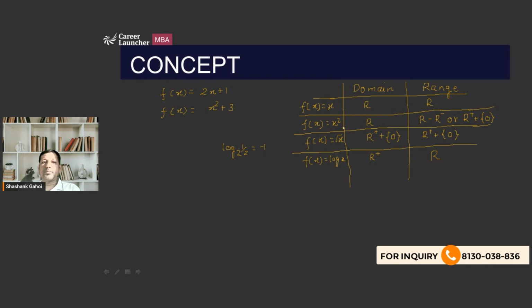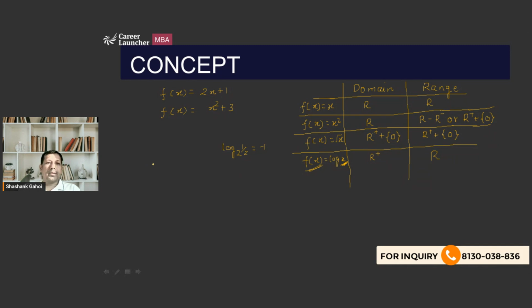Now, your job is to figure out what are the possible values you can put in x, and what are the possible values you can get for f(x). The possible values for x are called the domain. The possible values of f(x) are called the range.